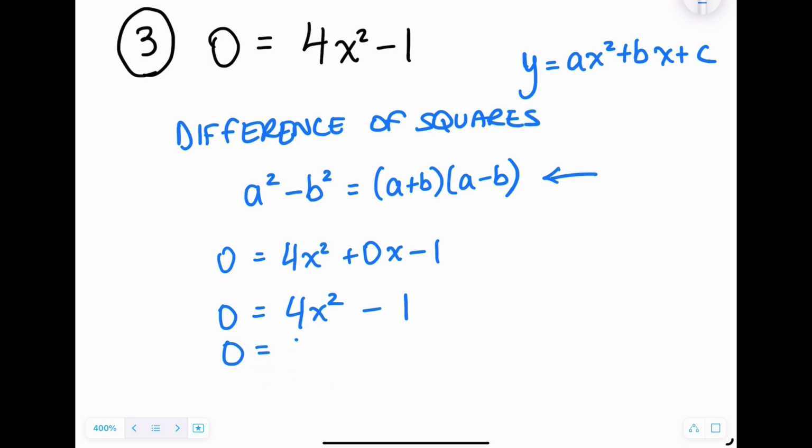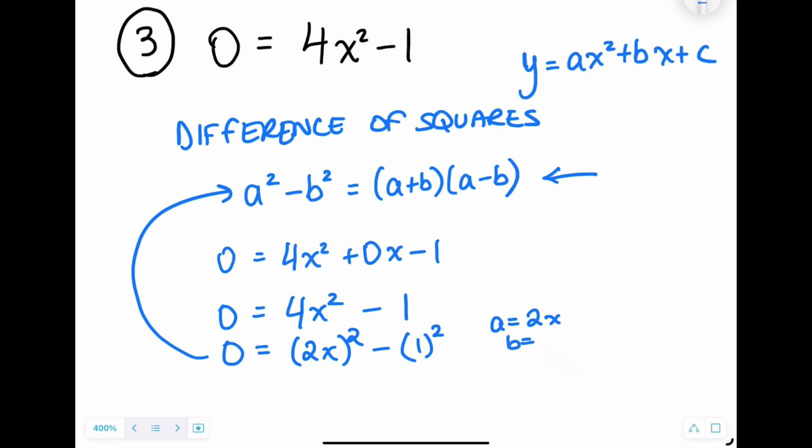The square root of 4 is 2, and the square root of x squared is x. So that's our first term. And for the second one, we have just 1 squared equals 1. So when we're comparing back to this form of the equation, we should recognize that a equals 2x in this case, and b equals 1.